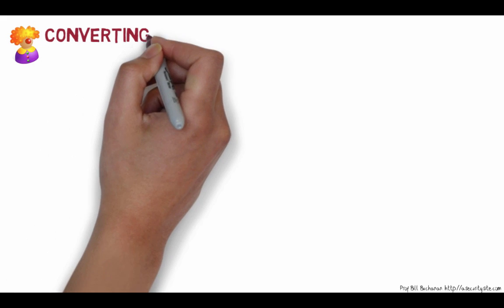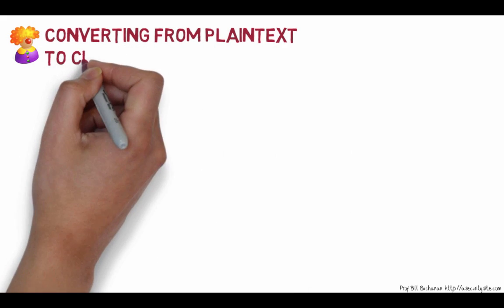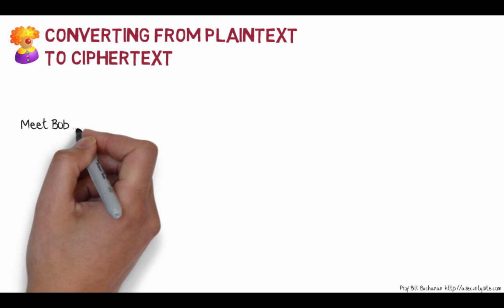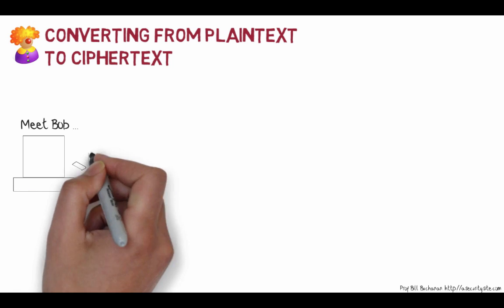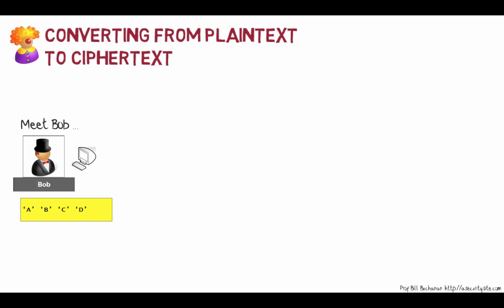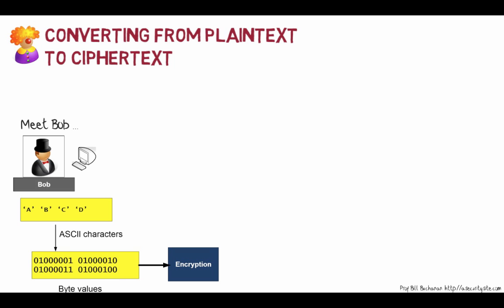Okay, so first let's look at how we convert our plain text into some ciphertext. Let's bring Bob back again, and let's draw Bob with his little computer here. So Bob has a whole lot of characters, which we call plain text, and that plain text is represented with ones and zeros. Computers really only understand ones and zeros, and what we're going to do is encrypt these.